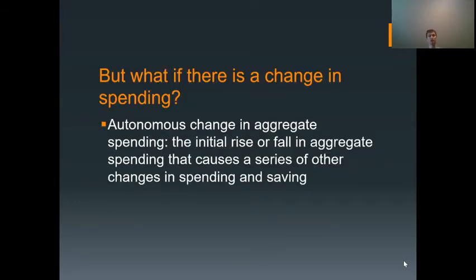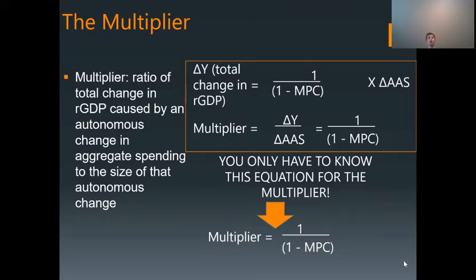But what if there's a change in your autonomous spending? That's an autonomous change in aggregate spending. This is an initial rise or fall in that aggregate spending that causes a series of other changes. So essentially, you could think of it as moving your entire consumption as opposed to changing up how much you spend in that initial extra dollar. So it's a different type of thing because it's going to be a mandatory change in spending throughout the economy. So if there's that type of change, how does that ripple?